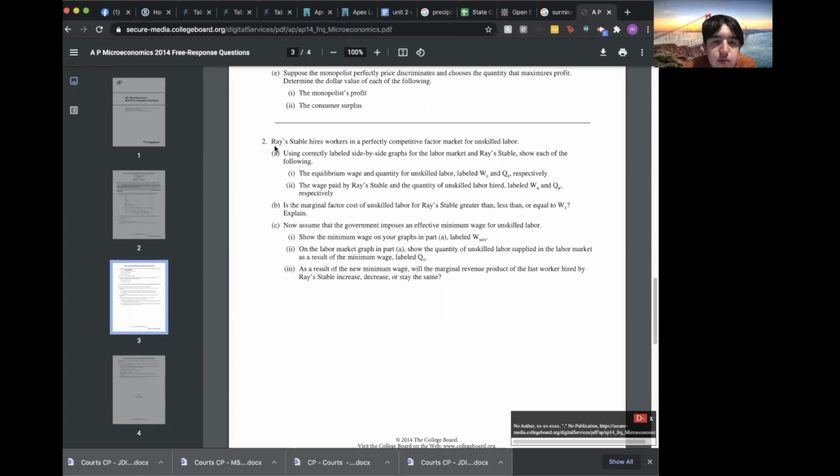Ray's stable hires workers in a perfectly competitive factor market for unskilled labor. So that perfectly competitive factor market is a very important part of the question because that means that he has to charge at the exact equilibrium price. So let's move on. Using correctly labeled side-by-side graphs for the labor market and Ray's stable, show how each of the following. 1, the equilibrium wage and quantity for unskilled labor, labeled WE and QE respectively. So first, let's start with that.